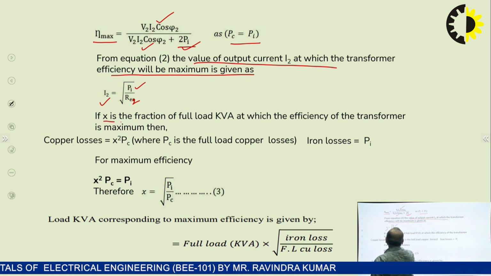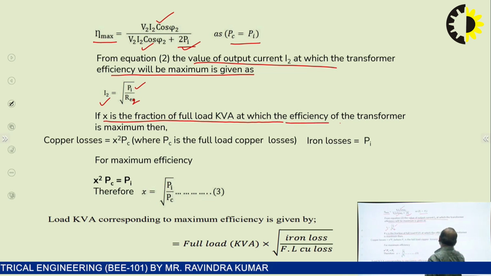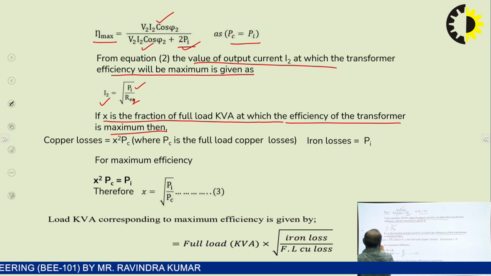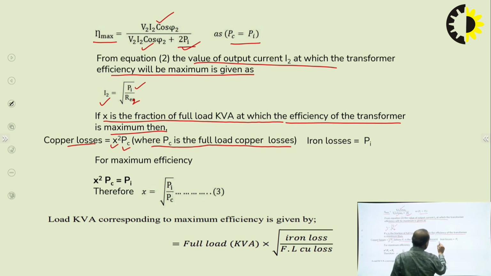Now, if X is the fraction of full load kVA at which the maximum efficiency can take place in the transformer, then copper losses will become X squared times of copper losses at full load. So, PC is full load copper losses, and iron losses are constant, that already we have seen. That's why iron losses are Pi or core losses we can call them.